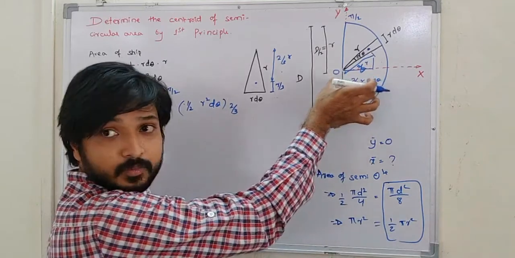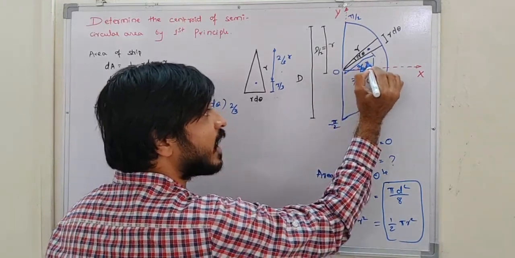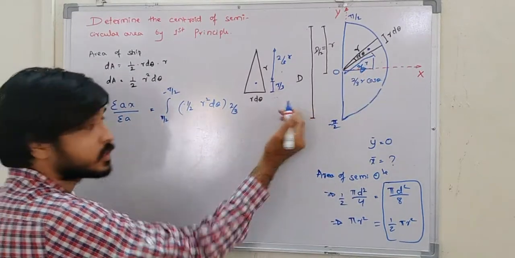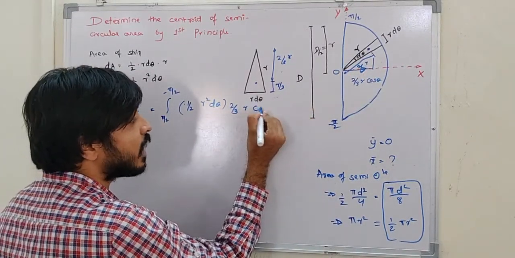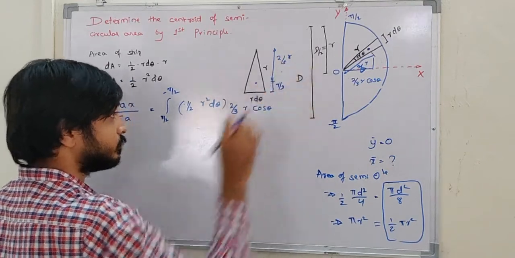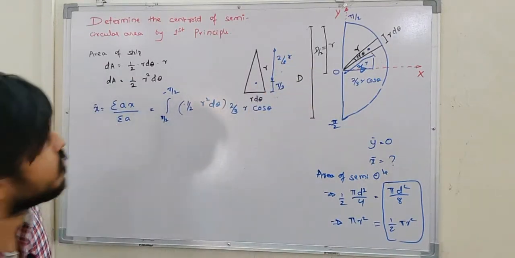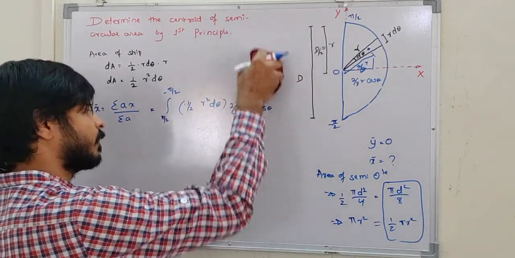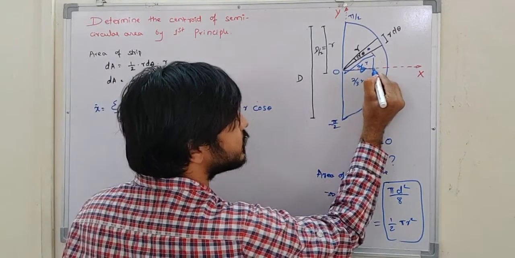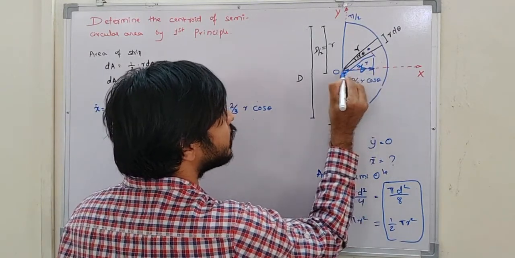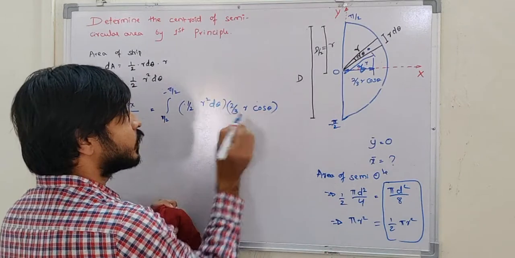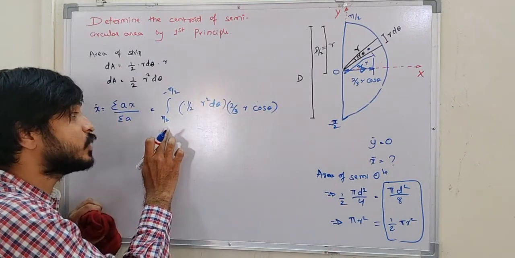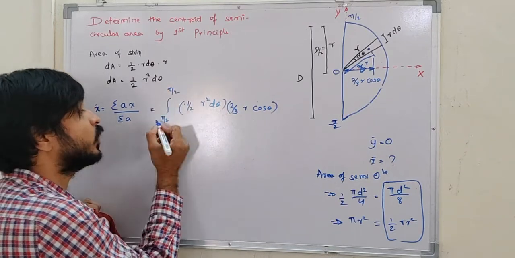This distance we want. Okay, so this is 2/3 of r, and if I convert it in terms of horizontal, what do we get? 2/3 of r cos theta. So I'll take 2/3 of r cos theta. This is the distance I want. So this distance is 2/3 of r cos theta. This is area into distance, that will give you moment of area, and ranges from plus pi by 2 to minus pi by 2.